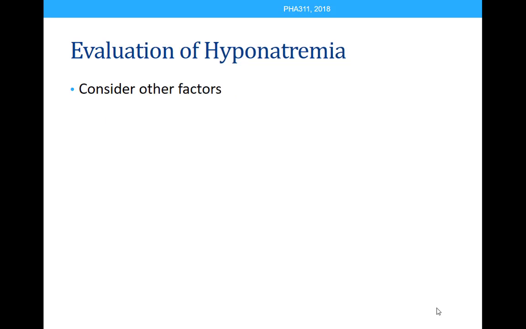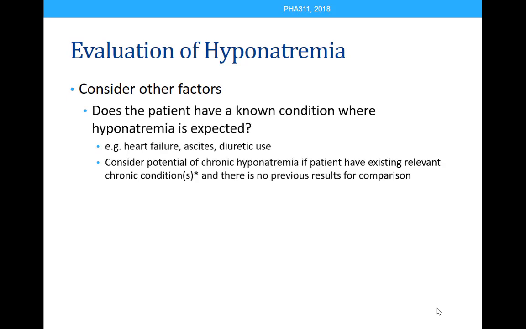treat the condition. Okay. We also consider other factors like, does the patient have a known condition where hyponatremia is expected? Okay. For example, the patient is having heart failure, he is having ascites, or he is on diuretics. In this case, hyponatremia is expected, so you do not worry. All right. You consider potential of chronic hyponatremia if patients have existing relevant chronic conditions, there is no previous result for comparison.